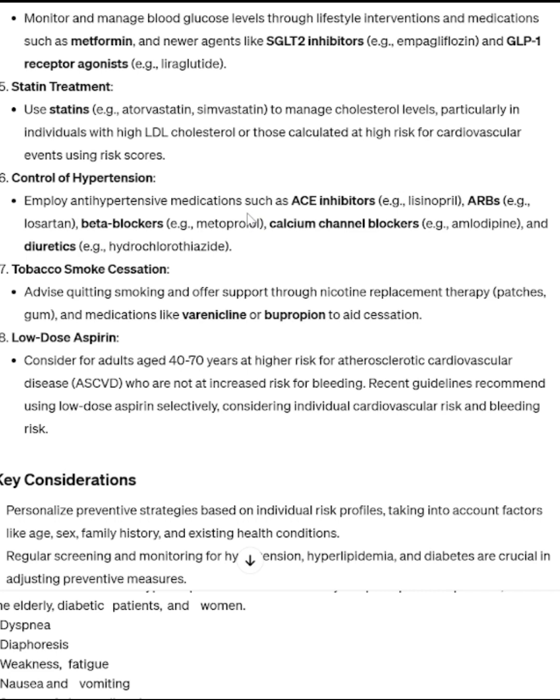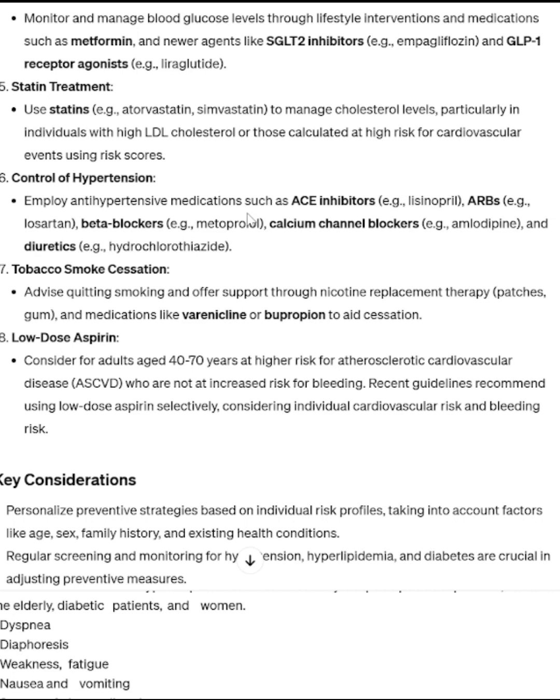8. Low-dose aspirin. Consider for adults aged 40 to 70 years at higher risk for atherosclerotic cardiovascular disease, CVD, who are not at increased risk for bleeding. Recent guidelines recommend using low-dose aspirin selectively, considering individual cardiovascular risk and bleeding risk.